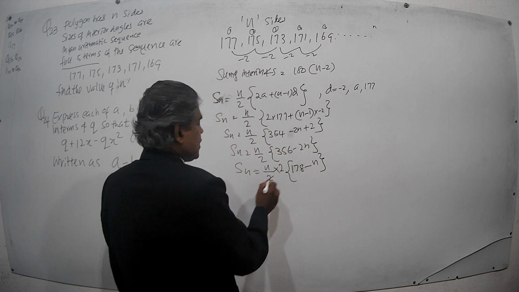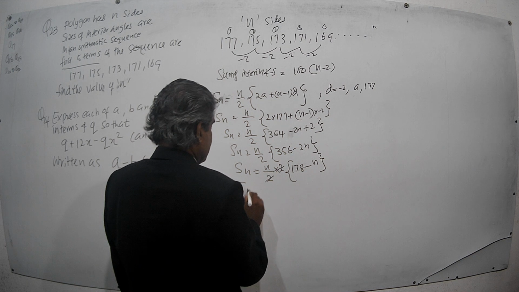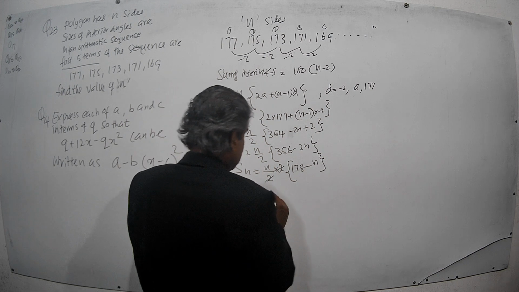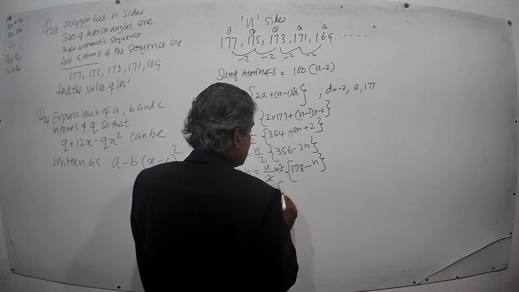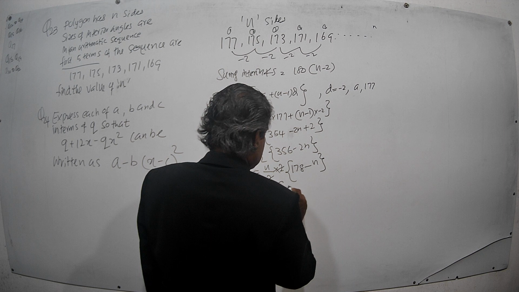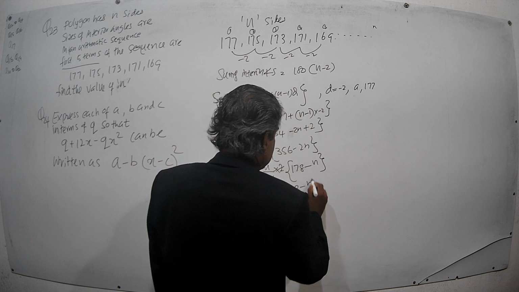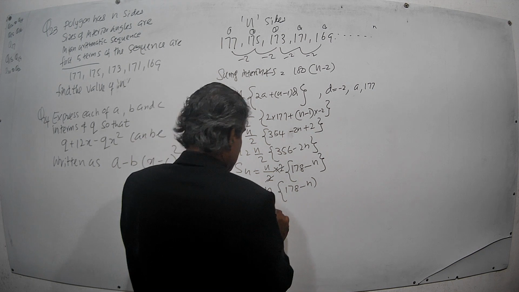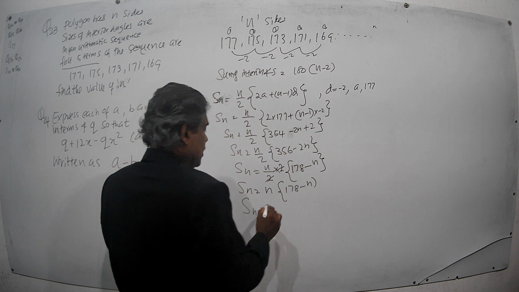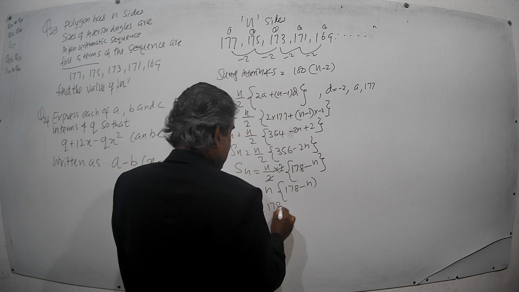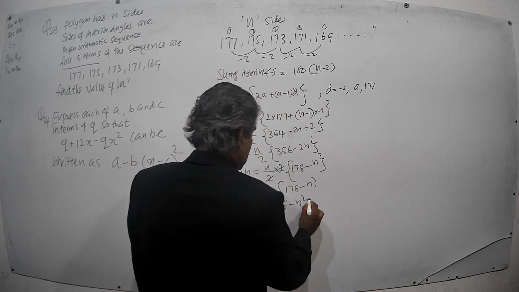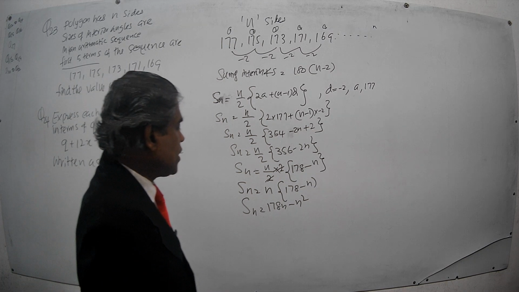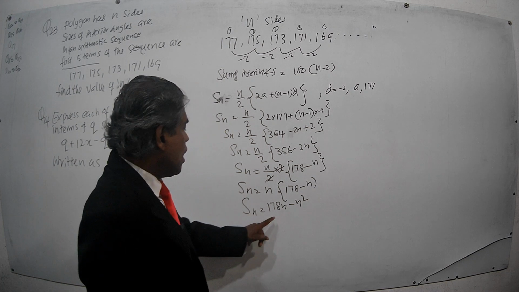Now you can cancel this and this. Okay. Right. Numbers like this you can cancel, right? Okay. Then n. Then you get here 178 minus 10. Then we will remove the bracket. Then Sn equals how much? n multiplied by n. It will be 178 n. Then minus n squared.